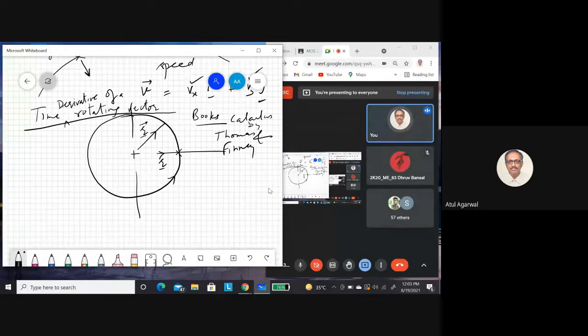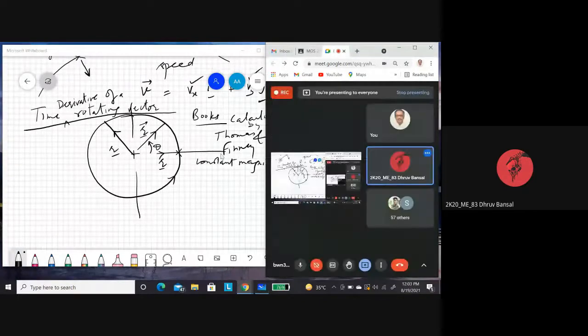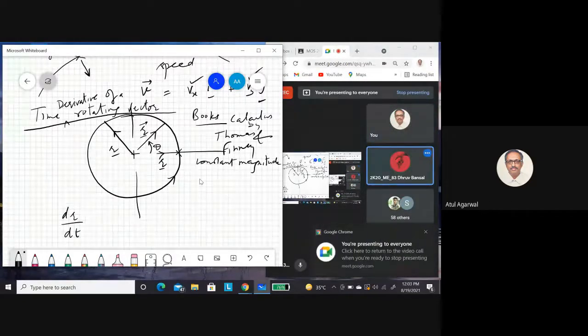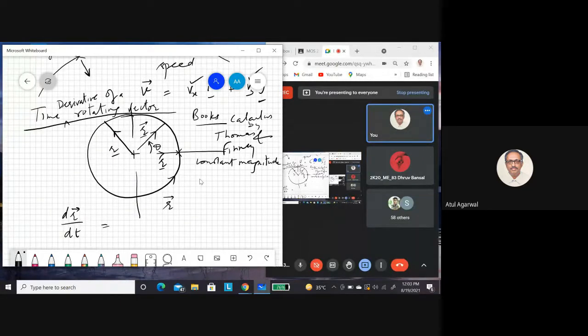Now, how do I find this time derivative? This r is always rotating. One important thing about this r is it has a constant magnitude. Suppose it has a constant magnitude. If it is circular motion, it has a constant magnitude. What is the time derivative? Anybody? Dhruv Bansal, what do you call this time derivative? This is the position vector of the particle. Yes, sir, the time derivative is velocity. So we are interested in this dr by dt, and this r is a rotating vector of constant magnitude.